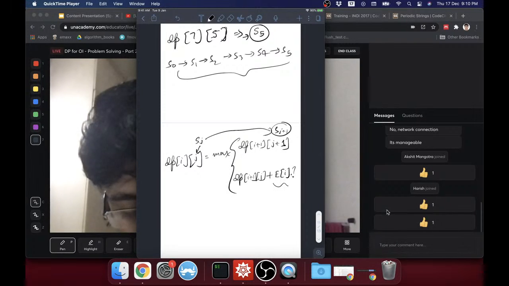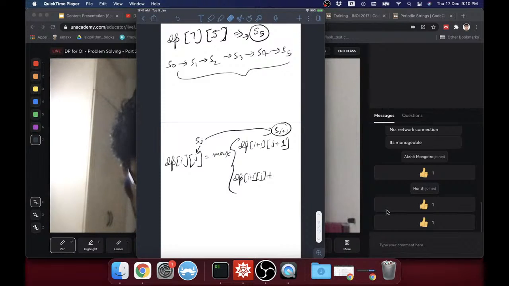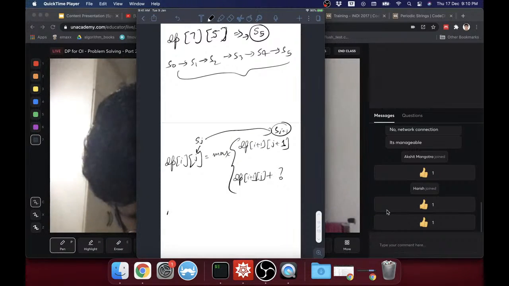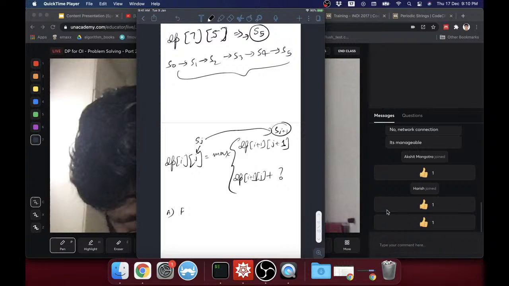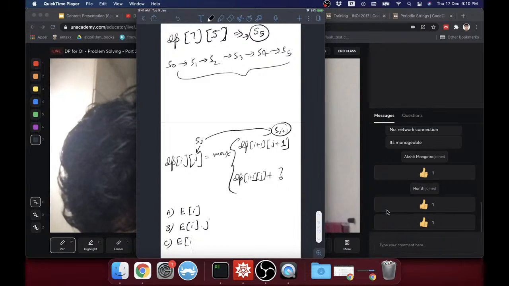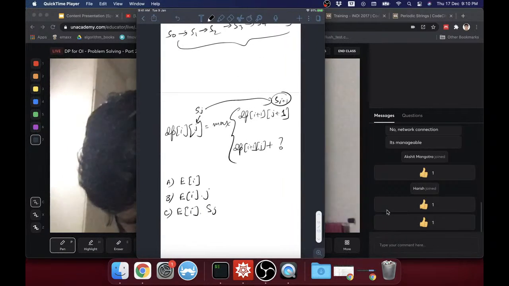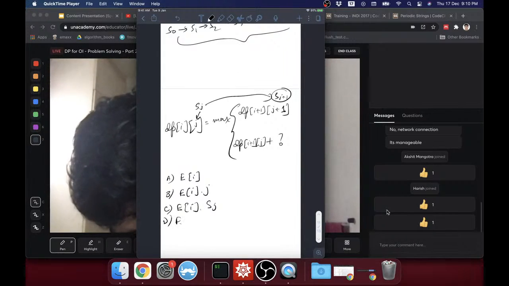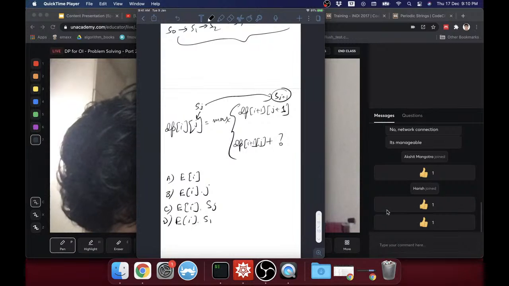And what will come here? So let's denote this entire thing as question mark, and let's do a poll so that people are just clear with what's happening. ei, that's it, ei times j, ei times sj, ei times sj plus 1.